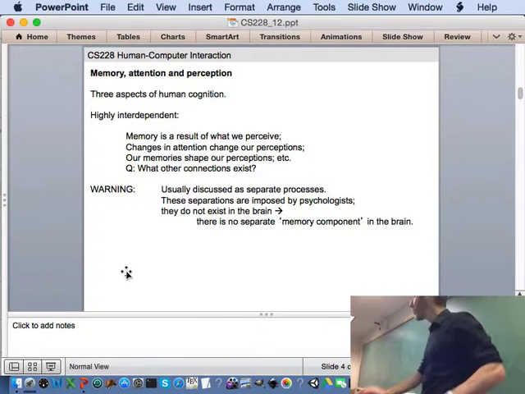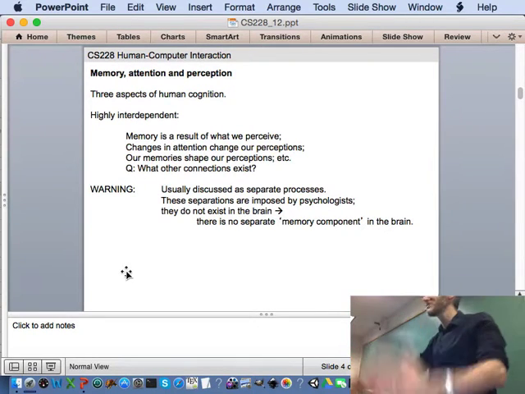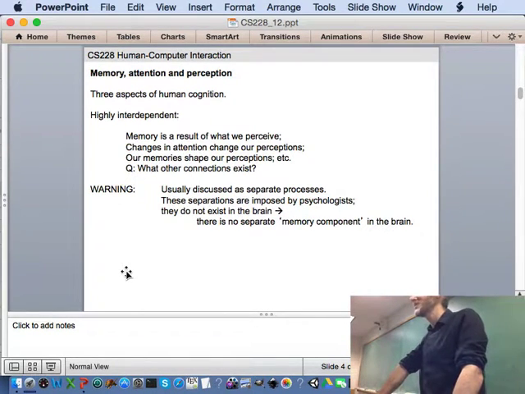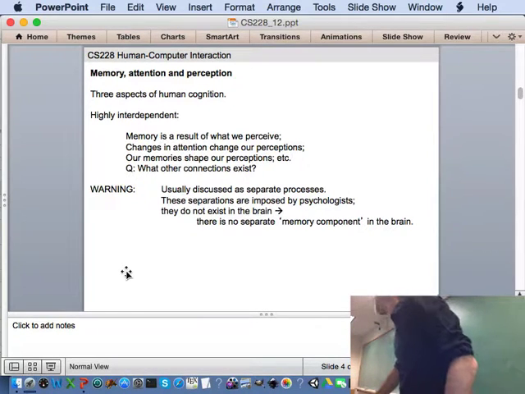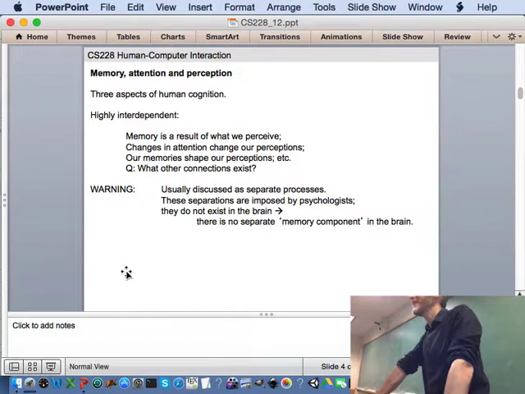Right? Of course, these particular three are highly interdependent. Your memory is a result of what you perceive. If you don't perceive something, you don't remember it. Changes in attention, the moment you saccade or look at something else or listen to something else, changes your perception and again what you're going to remember. Memories shape our perceptions. What other interdependencies exist between these three things?